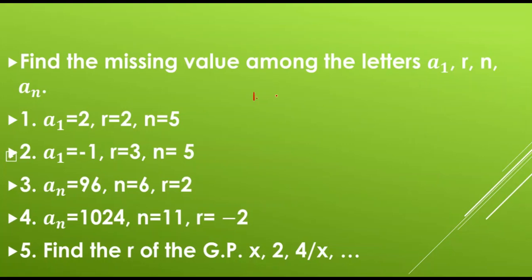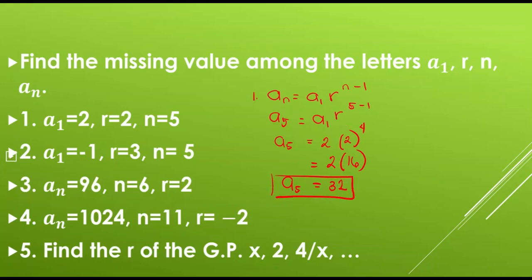So for number 1, since they are all geometric sequences, your a sub n is equal to a sub 1 times r raised to n minus 1. So your n is 5, therefore I'll have a sub 5 is equal to a sub 1 times r raised to 5 minus 1. So a sub 5 is unknown, a sub 1 is 2, your r is 2, then 5 minus 1 is 4. So 2 times 2 raised to 4, which is 16. So a sub 5 is 32. Hope you got that correctly. Next, number 2.